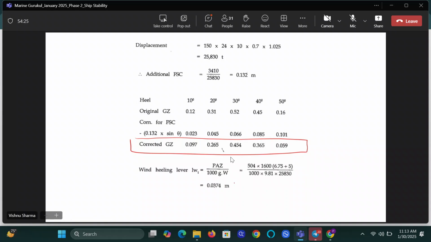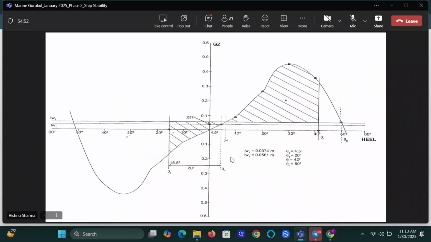Wind heeling lever, did you get this value? 0.0374? Got it, sir. And LW2 will be 1.5 times this. Now you'll draw the GZ curve with these values like this. You'll plot these values here, draw the curve, and you'll plot these values on this side and draw the curve. You see, guys, now this is from the book. These are the GZ curves drawn.